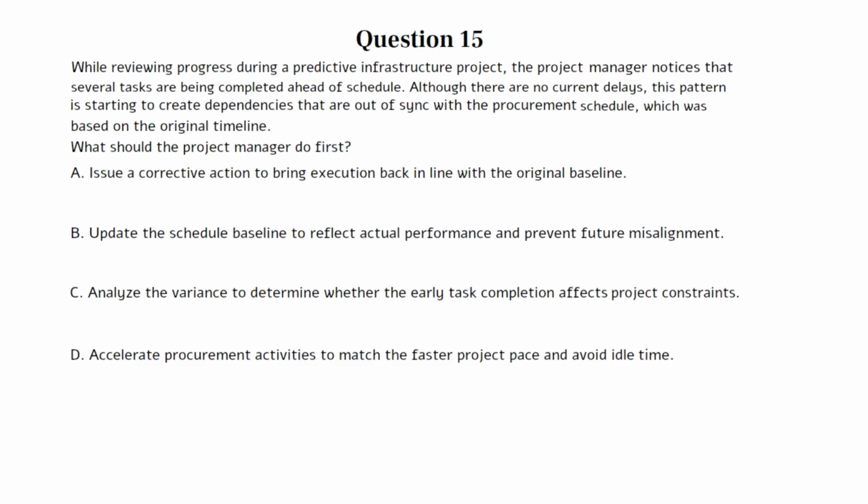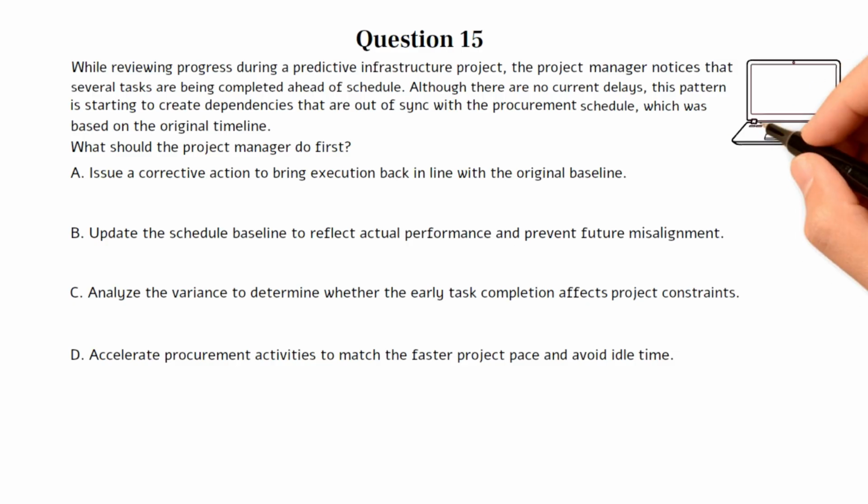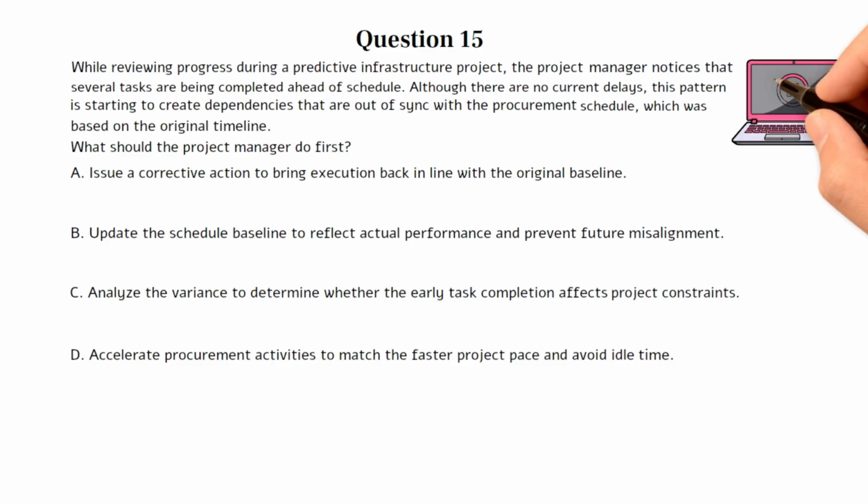A. Issue a corrective action to bring execution back in line with the original baseline. B. Update the schedule baseline to reflect actual performance and prevent future misalignment. C. Analyze the variance to determine whether the early task completion affects project constraints. D. Accelerate procurement activities to match the faster project pace and avoid idle time. You can pause the video here if you need more time to work on the question. The correct answer is C.